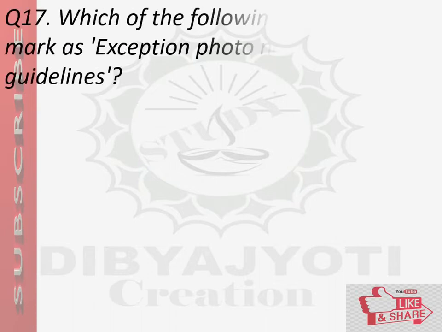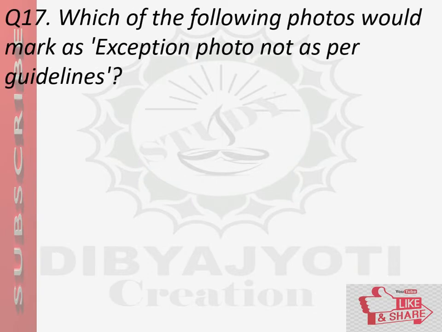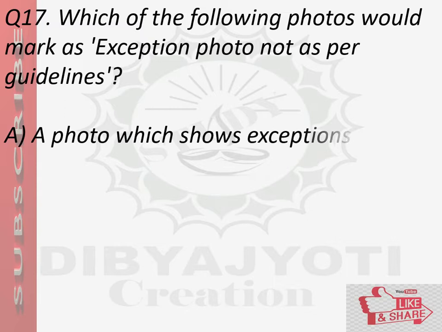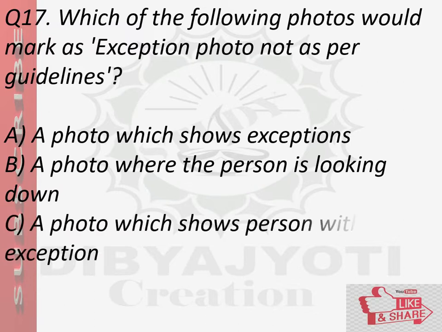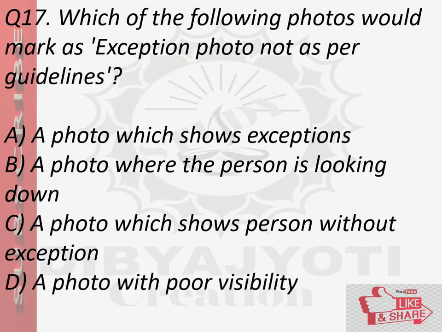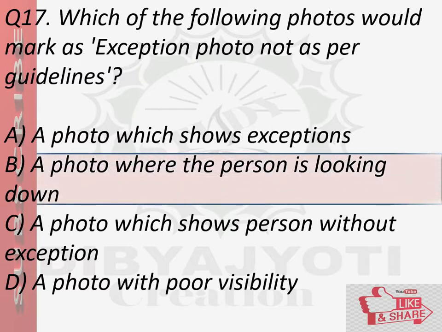The next, which of the following photos would mark as exception photo not as per guidelines? Options are option A photo which shows exception, option B a photo where the person is looking down, option C a photo which shows person without exception, option D a photo with poor visibility. And answer is option B a photo where the person is looking down.